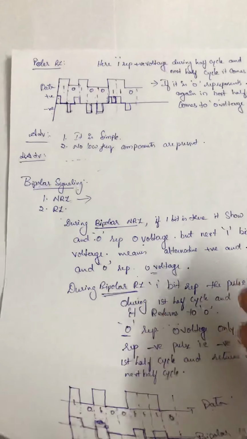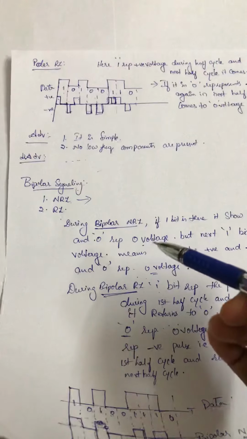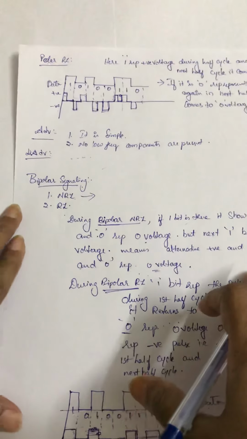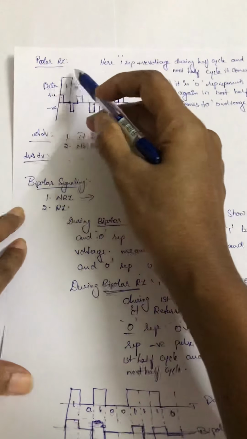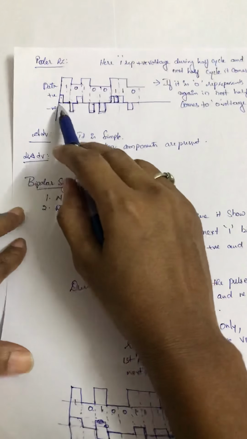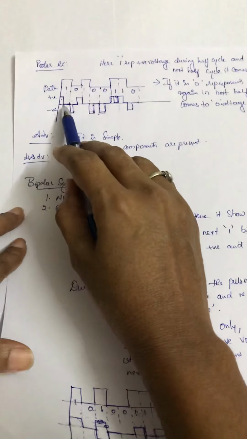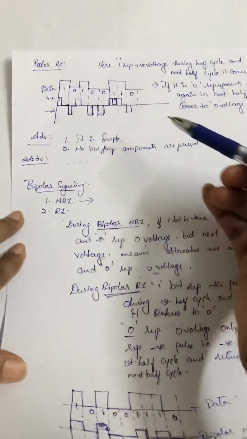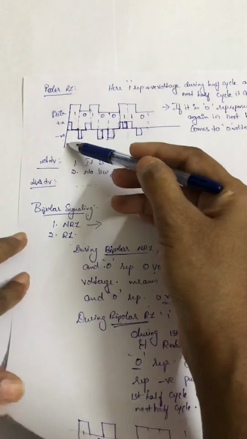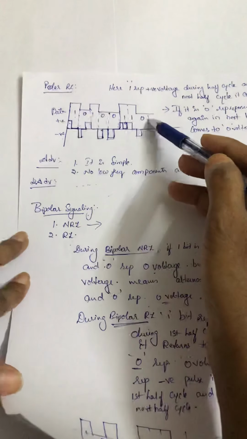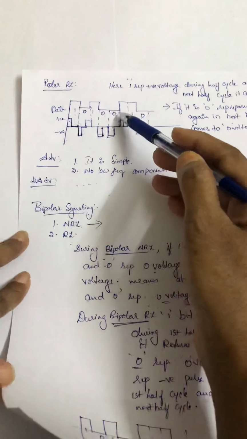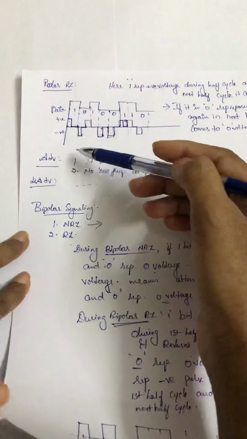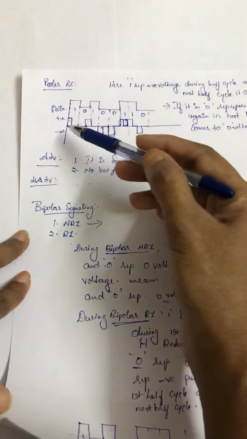Previously we discussed polar NRZ, which doesn't come to the 0 axis. Now it is polar RZ. For RZ, just remember, during half of the cycle the transition will be taken in the middle of the bit. So this is positive and negative. This is our binary data, 1 0 1 0 0 1 1 0. Now we are going to convert this binary data into a digital signal.